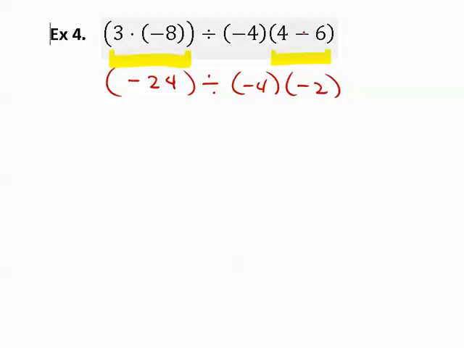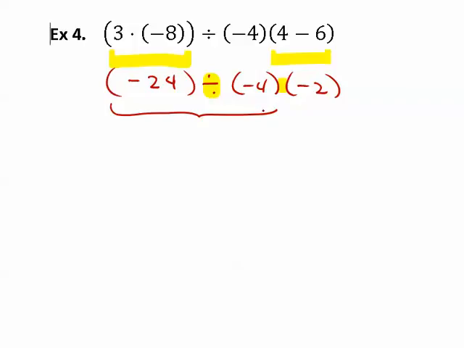Now once again, the reason why we did that is because we simplify inside the groupings first, and then work our way outward. Now this is where you got to be really careful. What operations are going on right now are division and multiplication. Remember, they're equally important, and because they're equally important, we have to go from left to right. So in this example, division comes before the multiplication.